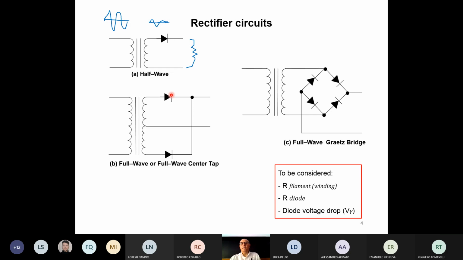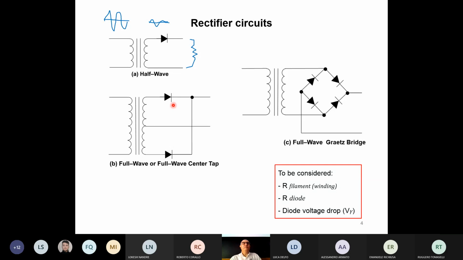The point is that this circuit works fine. So now you basically have half a wave, and then half a wave again, and half a wave, and so on. So the output voltage is more similar to a DC voltage. It's still far from a DC voltage, but it is more similar. The point with this circuit is that you have basically two rectifiers which are separated. They just share one wire in common.